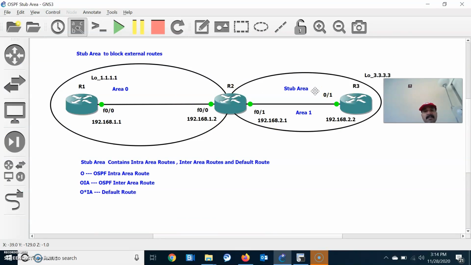The key point you have to remember is that a stub area contains the intra area route, inter area route and a default route. That default route is used to reach the external networks, and the stub area is mainly used to block the external networks. Those are routes from a non-OSPF domain or any other domain, maybe either an EIGRP or RIP domain, right? So it totally blocks the external route. That is the main purpose of a stub area.